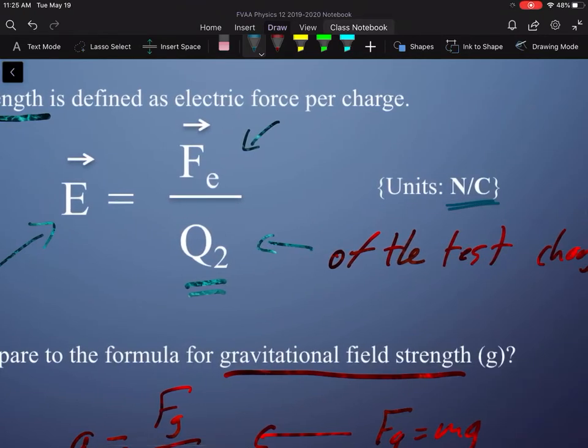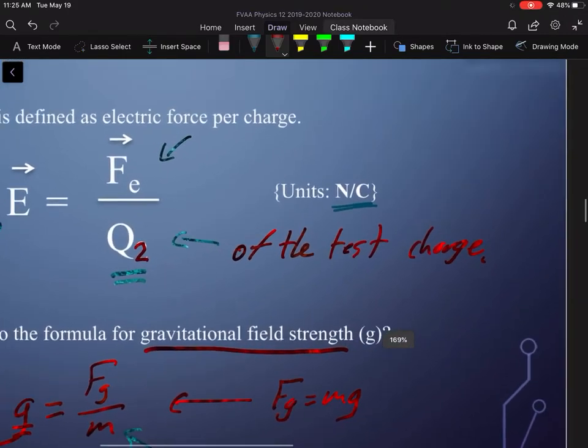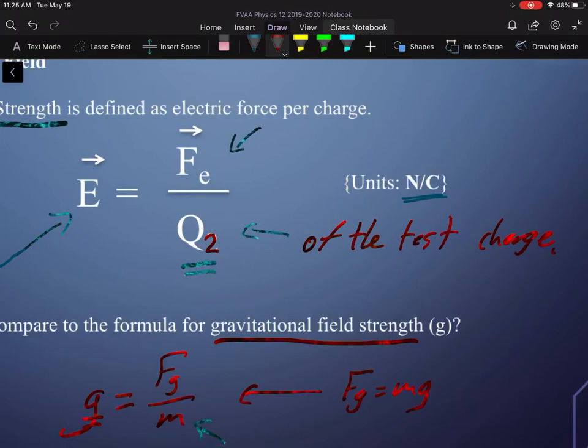Fe we know is force, electrostatic force, and Q is the charge. Now here Q, it's specifically Q2 in your textbook. That subscript 2 does not show up in the textbook, but it should, because here you're dealing not with the charge that's creating the field. You're dealing with the charge that's being influenced by the field. So it's Q2 you want to put in there, the value of the test charge, and not the value of the source charge, as your denominator in this equation.